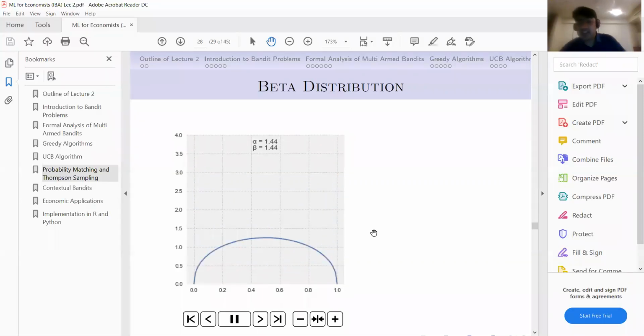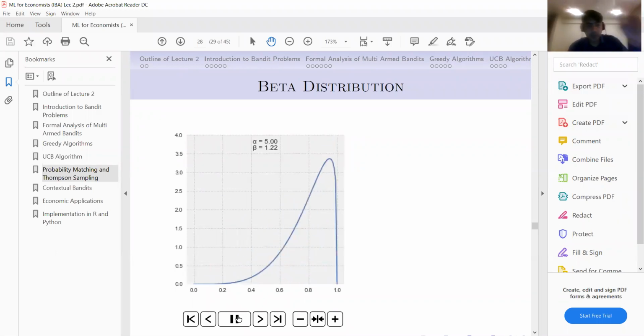And alpha, remember, is the number of successes. So if the number of successes so far is very large, and as it keeps on growing, you become more and more right skewed, and you're more and more likely to choose this arm with a higher and higher probability. So this is just a simulation of the beta distribution as I vary the shape parameters. This is a very flexible, beautiful general distribution which changes as a function of these hyperparameters.